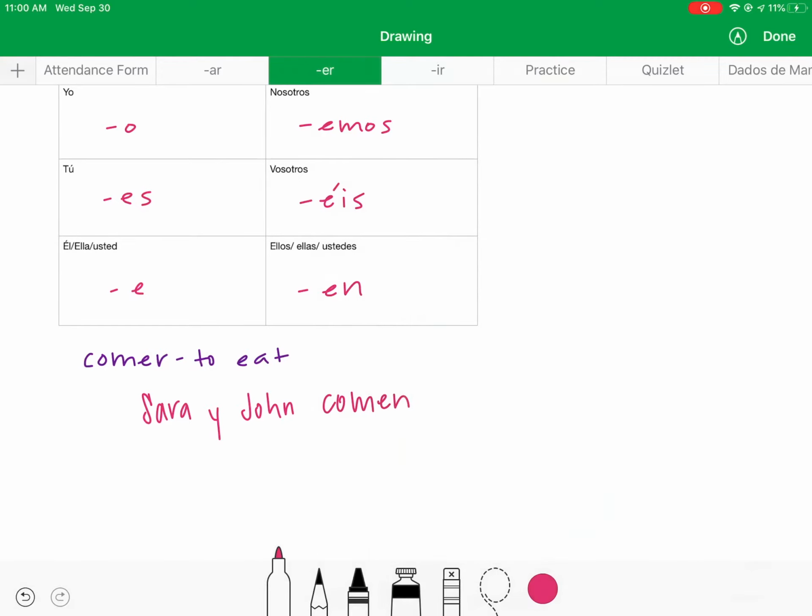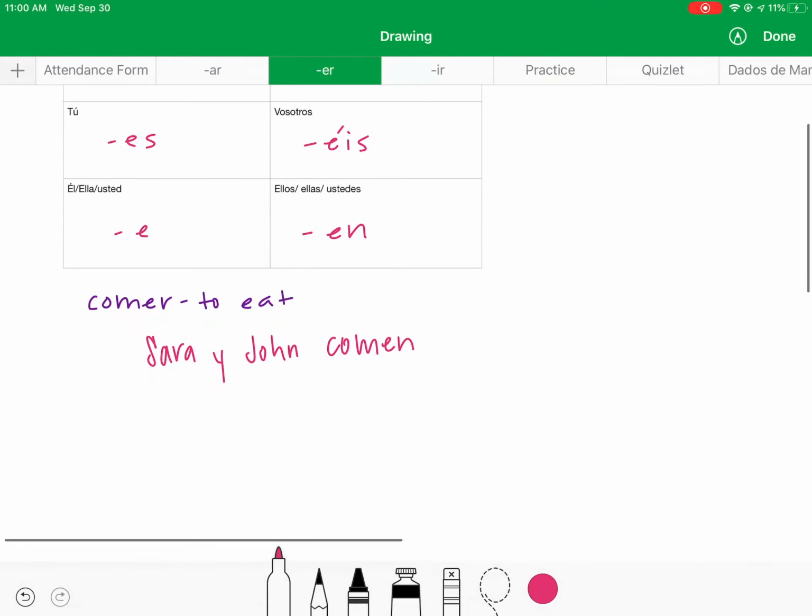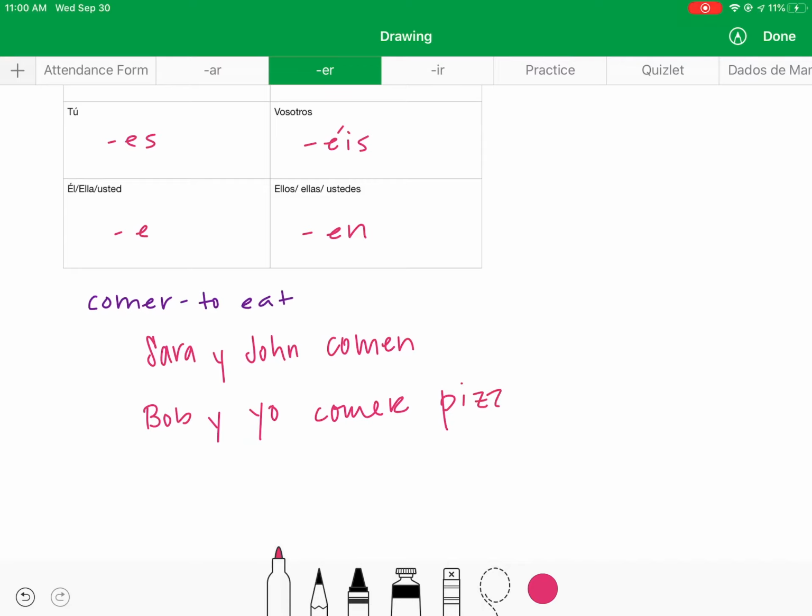If I want to say Bob and I eat pizza, Bob y yo, Bob and I. To eat is comer, pizza. But to say who does the action, I take off my ER and I'm going to add EMOS. Bob y yo comemos pizza.